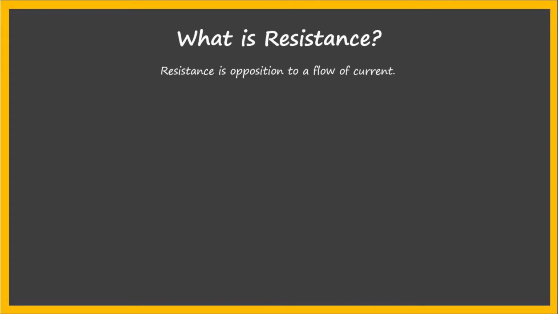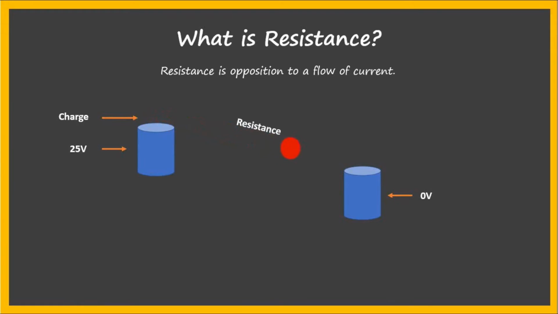The next term is resistance. So, resistance is the opposition to the flow of charges or electrons. In the animation, I show that the speed of charges has been slowed down due to resistance.